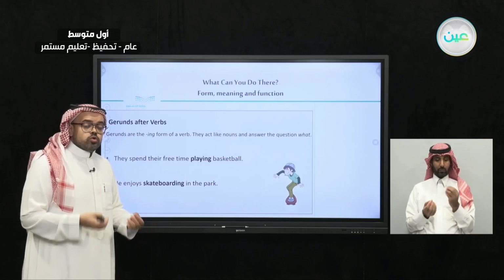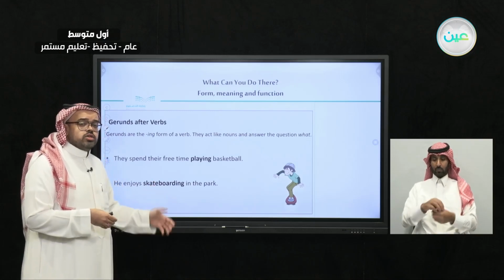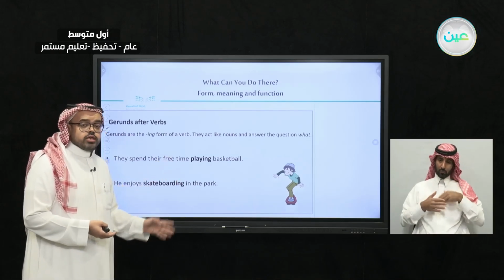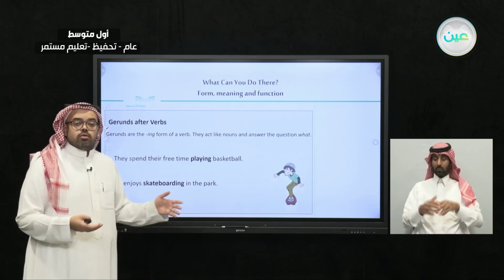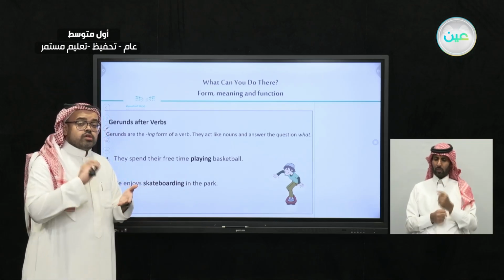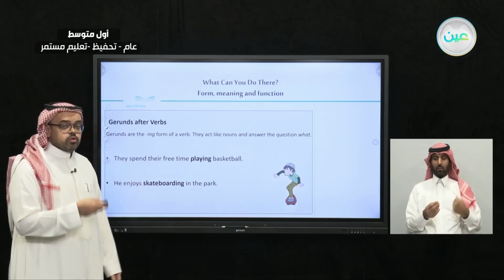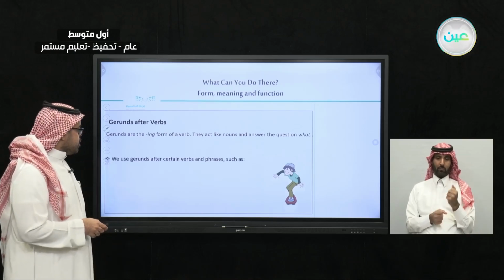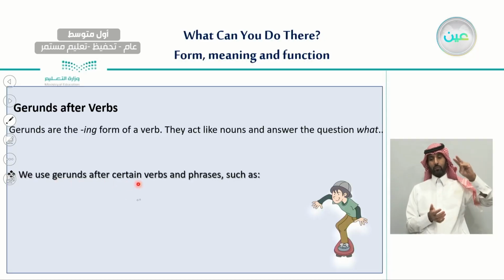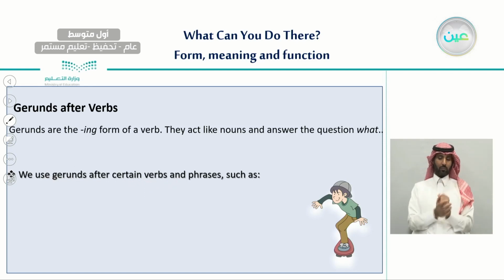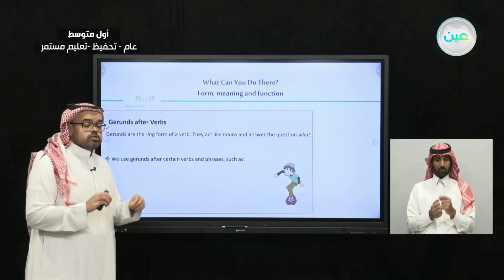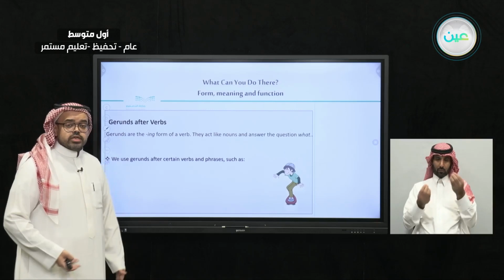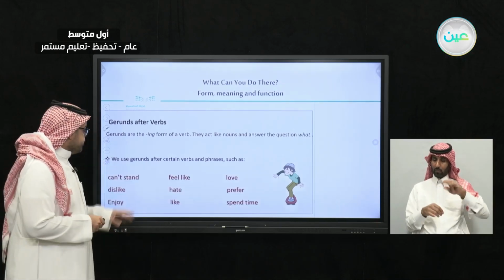And usually we use the nouns that end with ing if we are talking about an activity, like for example, playing, skateboarding, swimming, running. So for any activities, we usually use ing, and we use them in a sentence as nouns, not as a verb. So we use gerunds after certain verbs and phrases. When we see those verbs and we want to talk about an activity, we use the gerunds. For example, can't stand.